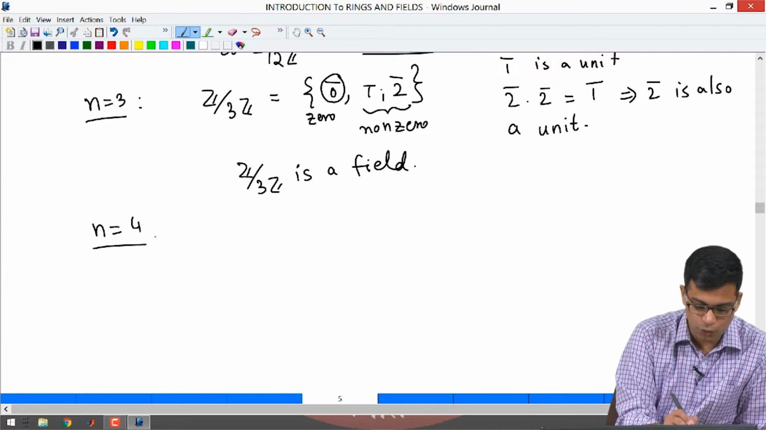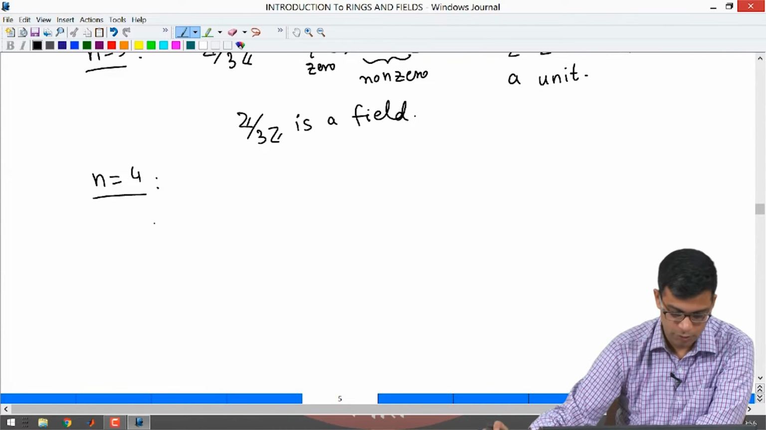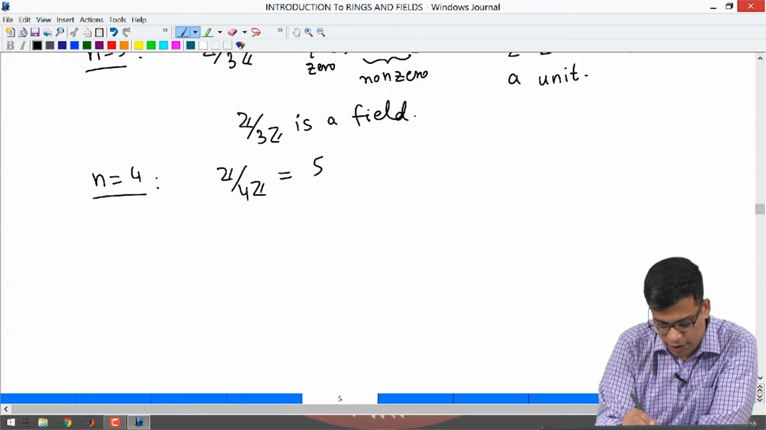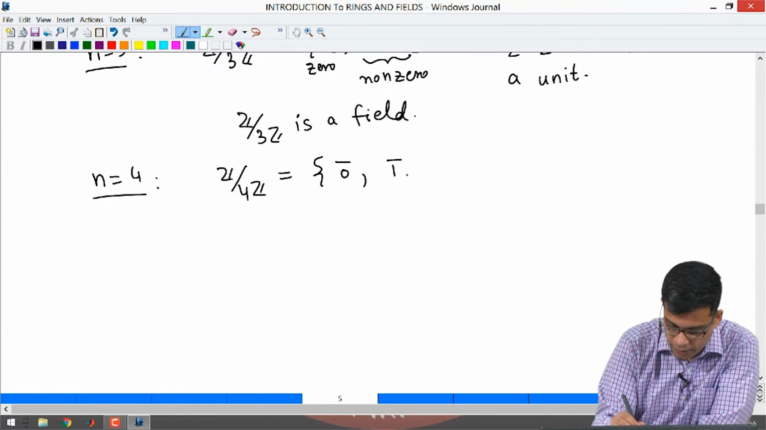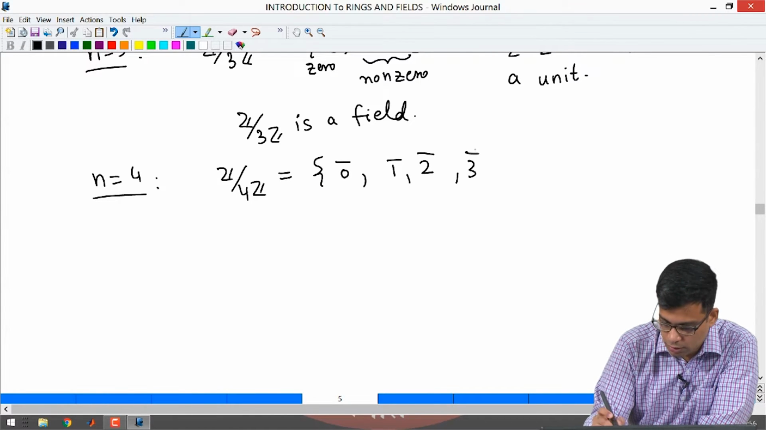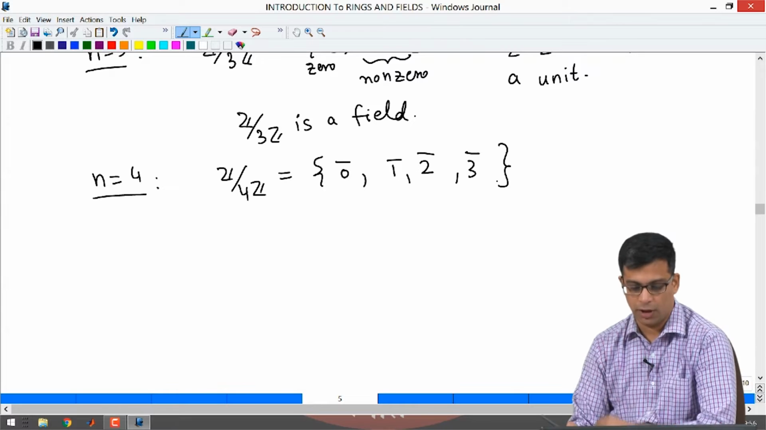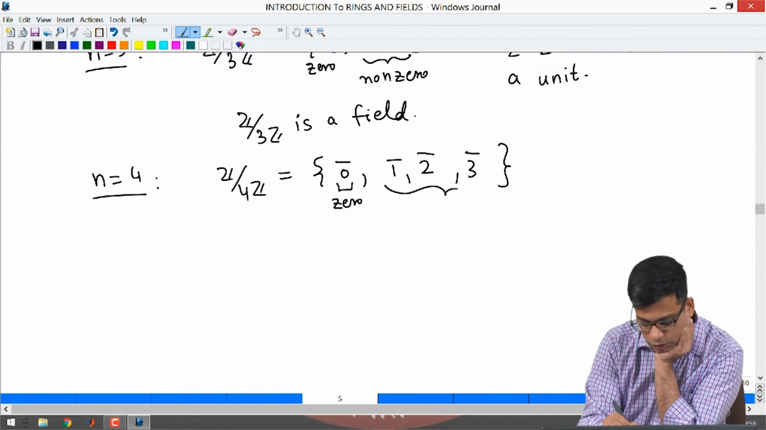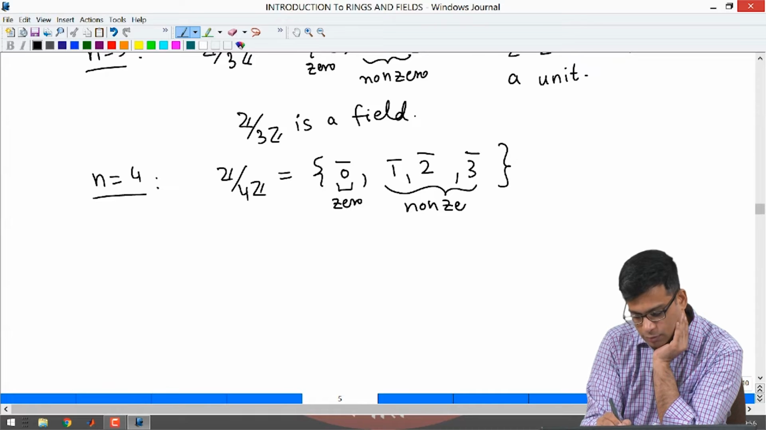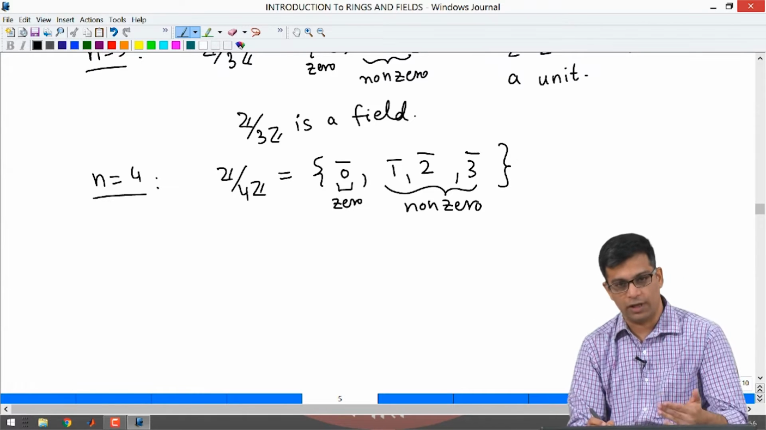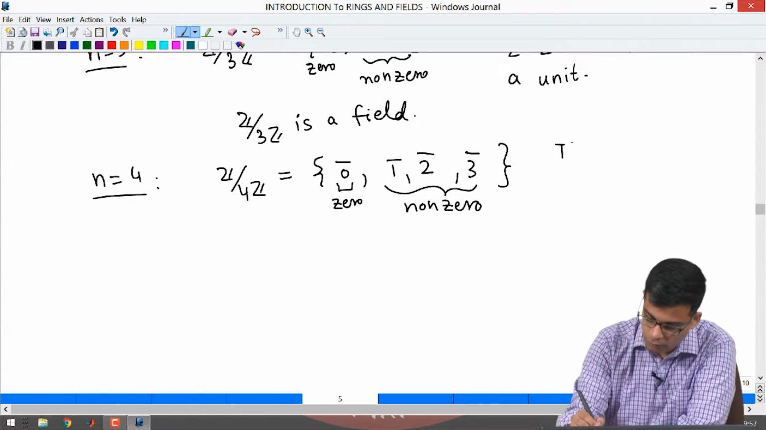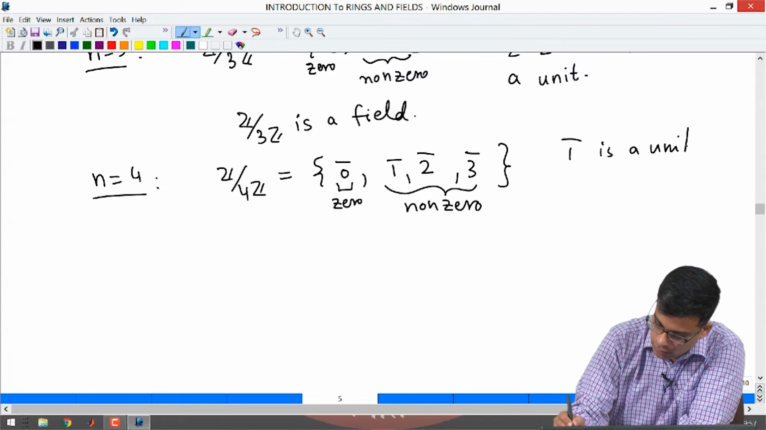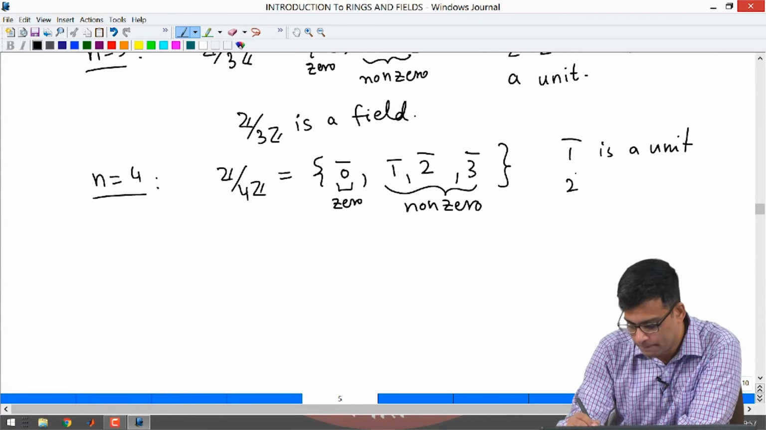Let us look at n equal to 4. What is Z mod 4Z? Z mod 4Z has 4 elements: 0 bar, 1 bar, 2 bar, 3 bar. This is the 0 element, and these are the non-zero elements. We have to check one by one whether all of them are units or not. 1 bar is a unit, because it is the multiplicative identity.